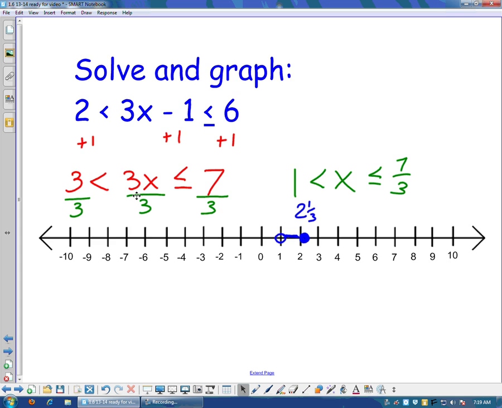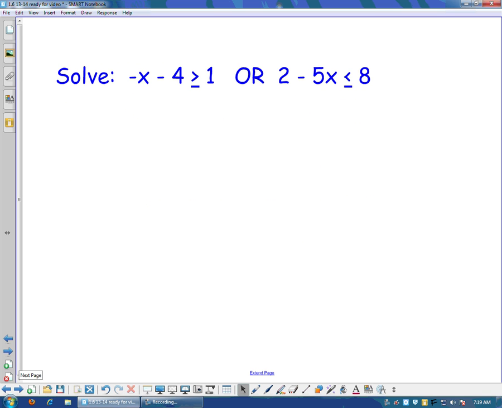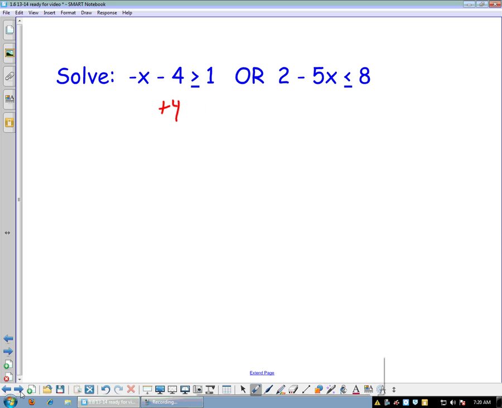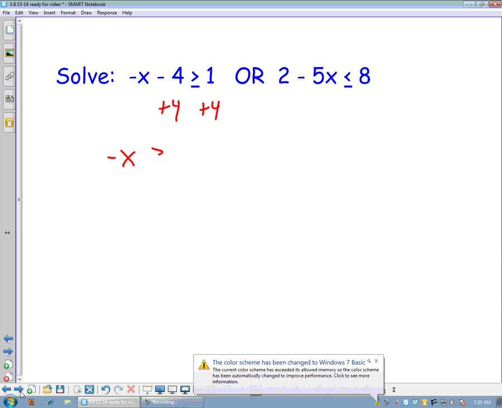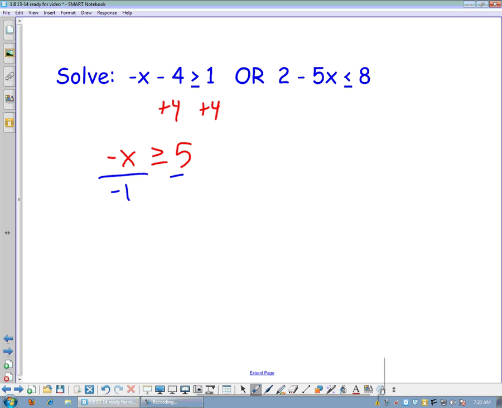All right, let's look at one last example, and this one is negative x minus 4 is greater than or equal to 1, or 2 minus 5x less than or equal to 8. Again, we're solving both of these separately now, so we're going to add 4 to both sides. We'll get negative x is greater than or equal to 5. Let's divide both sides by a negative 1. But that means we're going to be switching the direction of the inequality because we're dividing by a negative. So we get x is less than or equal to negative 5.